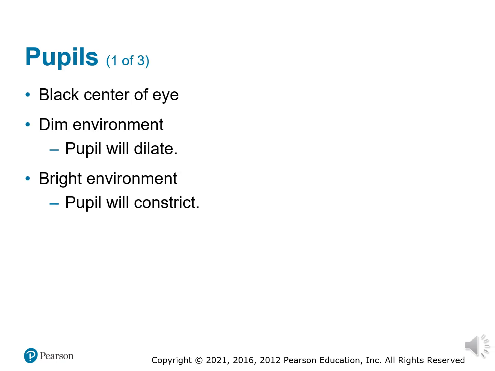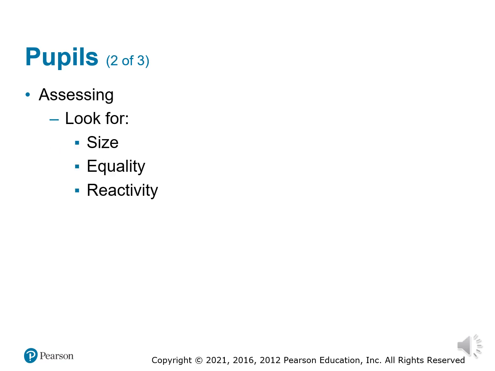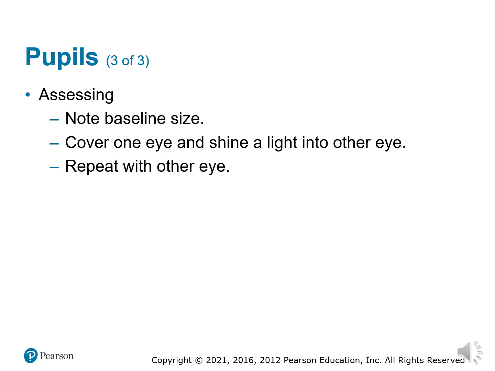Pupils are the black center of the eye. In a dim environment, the pupils will dilate or get bigger. In bright environments, the pupils will constrict or get smaller. When assessing, you want to look for the size, the equality, and the reactivity of the pupils. You want to note that baseline size and cover one eye and shine a light into the other eye, and then repeat it with the additional eye.